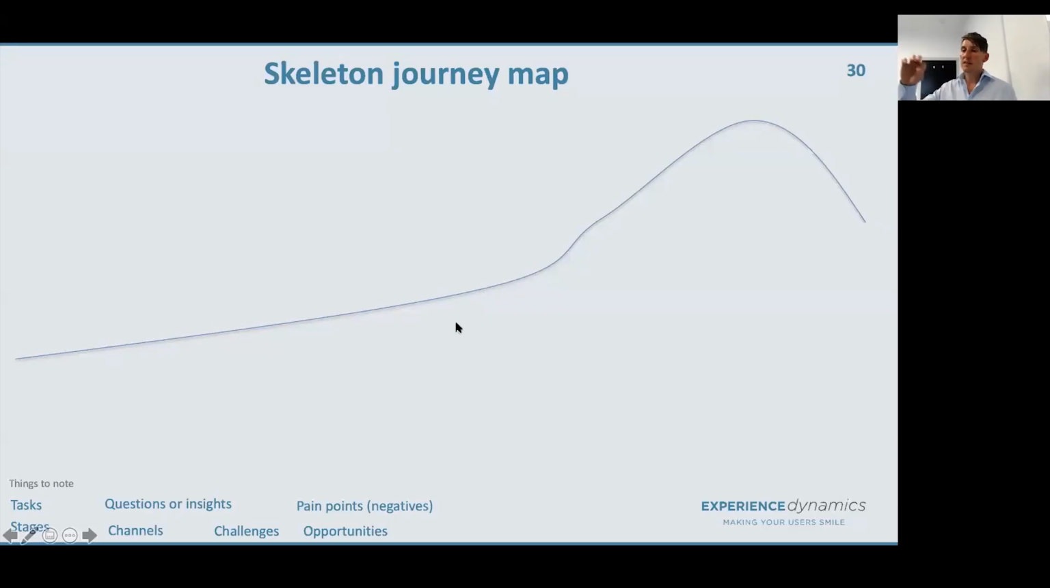What I want you to do though is to listen to it and take notes on this skeleton journey map. So just draw it on a piece of paper or whiteboard or something in front of you. Go get one if you don't have one. Draw this story arc, this journey arc, and note things like tasks, stages, questions, channels, challenges, opportunities, all of this. I want you to take notes as if you're doing that first workshop, that assumption workshop, right? I'm giving you an input from a real user. So I want you to do this, and I'm going to break you out into groups to do this.